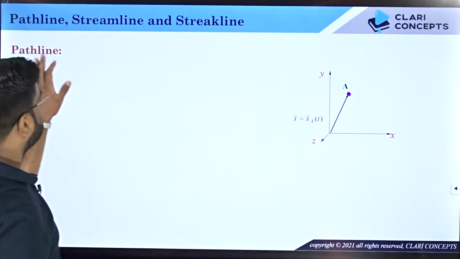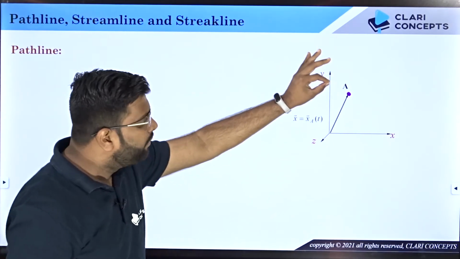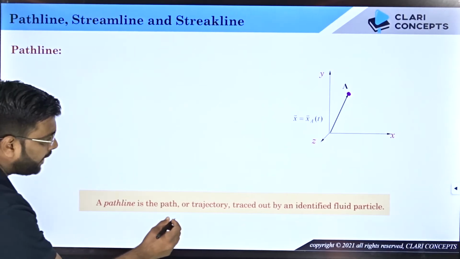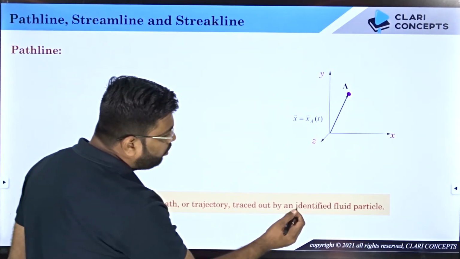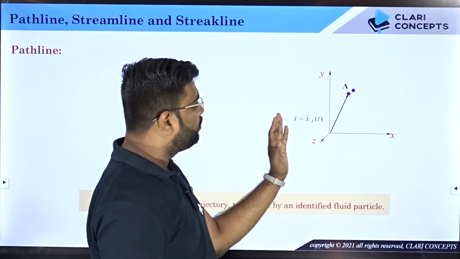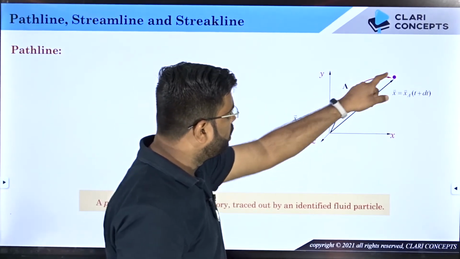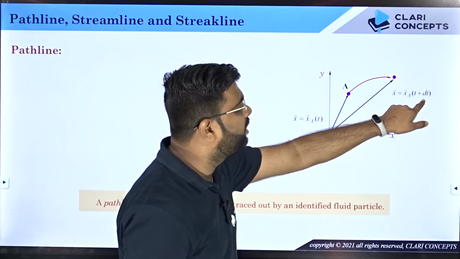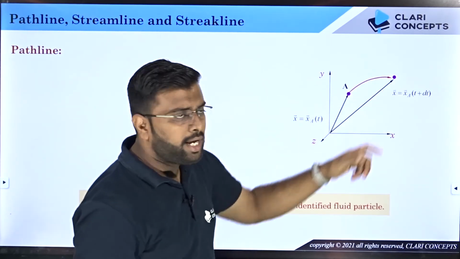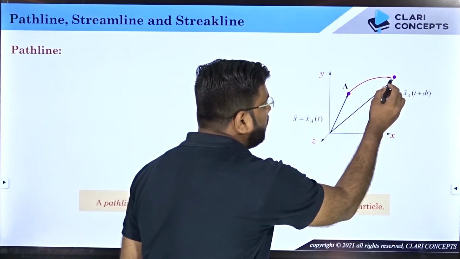Now pathline is nothing but the trajectory followed by this identified particle over time. So the statement is: pathline is the path or trajectory traced out by an identified fluid particle. Let's say along the flow this particle, with respect to time, travels to another position. Now it has traveled to this position, found over here at time t plus dt, but the path that the particle has followed is this red color path. That means this red color path is known as the pathline of the given identified particle.